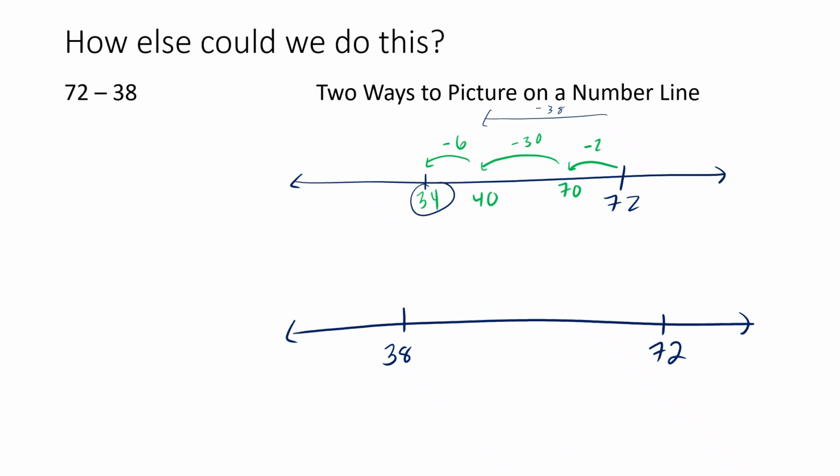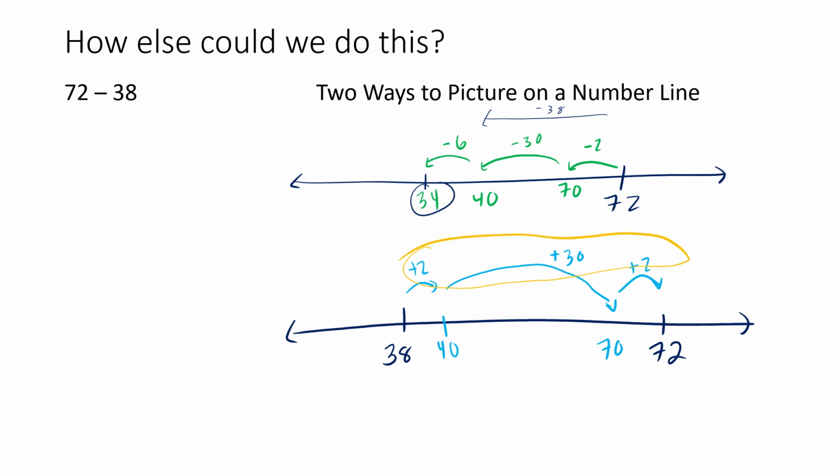So one way to do this might be like this. We're going to add 2 to get to, again, a friendly number. And then we might add 30, and that's going to bring us up to 70. And then we see, oh, that's where I am. I'm going to add 2 more. That's going to bring me to the 72. And then we figure out, okay, how much did I leapfrog up? 2 plus 30 plus 2 is 34. And that is the other way to picture it.